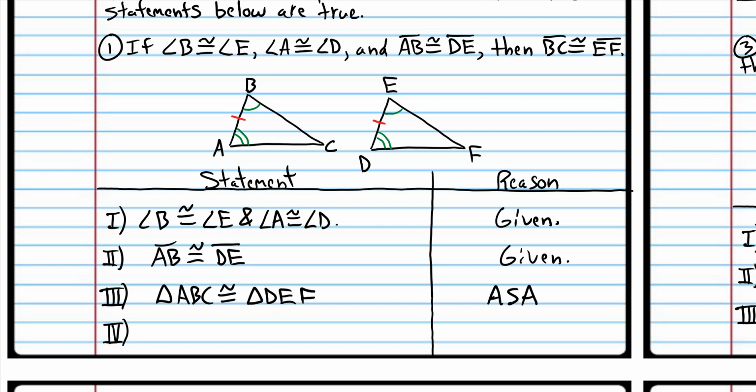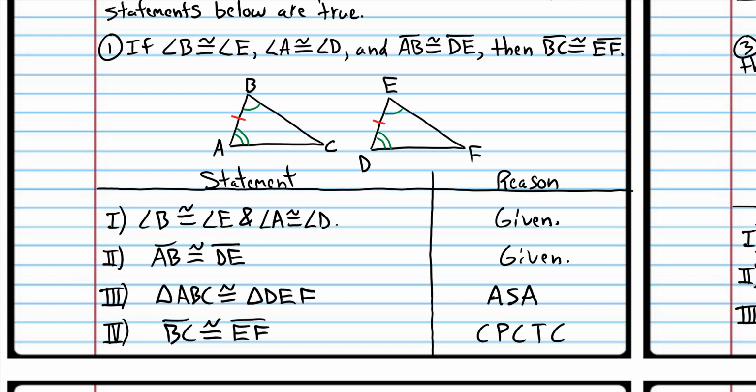we can say that side BC is congruent to side EF. And this is the whole point. We know that because of corresponding parts of congruent triangles are congruent.